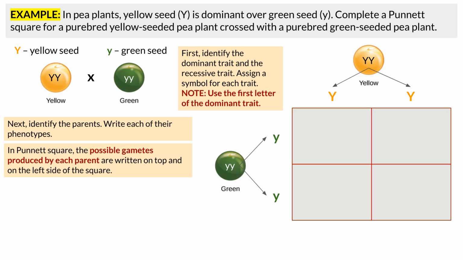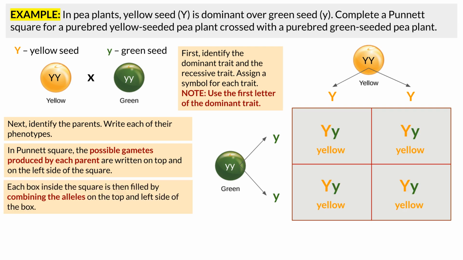Step 3. Determine the possible gametes. Each parent forms gametes during meiosis that carry only one allele. The yellow-seeded parent produces gametes carrying the dominant Y allele. The green-seeded parent produces gametes carrying the recessive y allele. These possible gametes are placed along the top and side of the Punnett square.